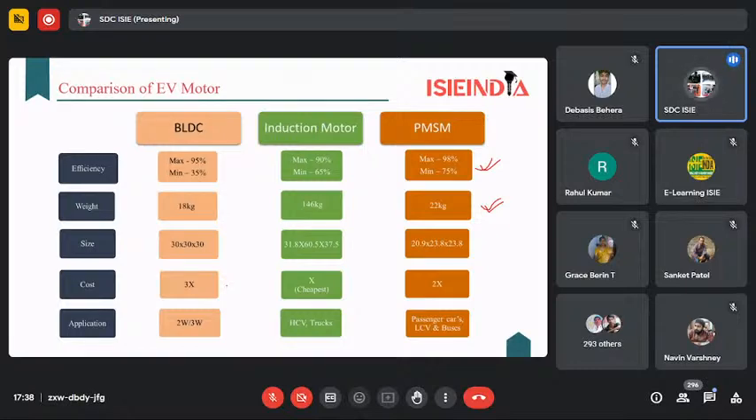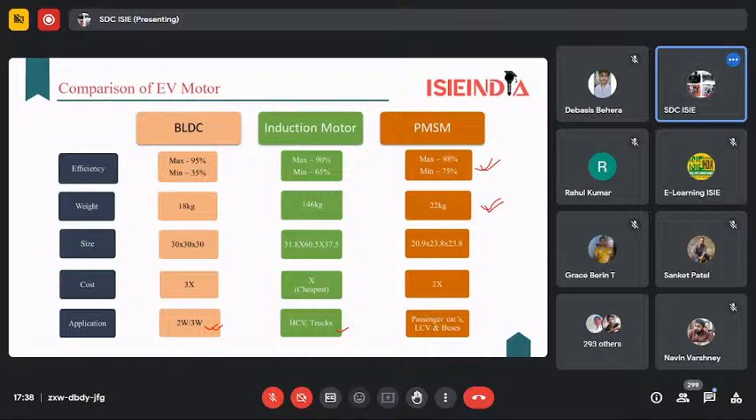In the part of appliances, we prefer BLDC for 2-wheelers and 3-wheelers. Now you can see e-rickshaws and scooties being launched day by day by many branded companies. Induction motors are used for trucks and for hybrid vehicles also.